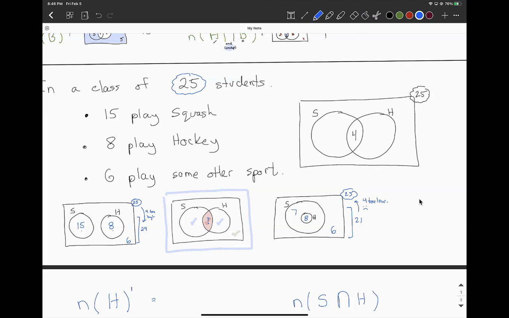Classic mistake. People put 15 here. No. That's not 15 squash players anymore. That might say 15 people who only play squash, but that's not saying 15 squash players. And this says that there's 15 people who play squash, not squash only. 15 people play squash. So, we got to be a little bit smarter about that. Nope.